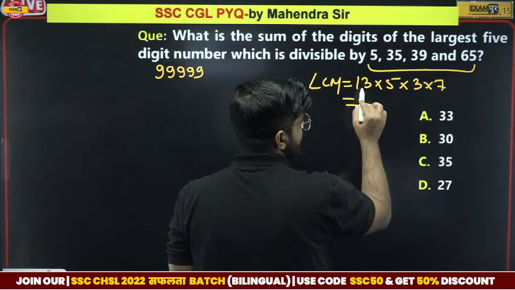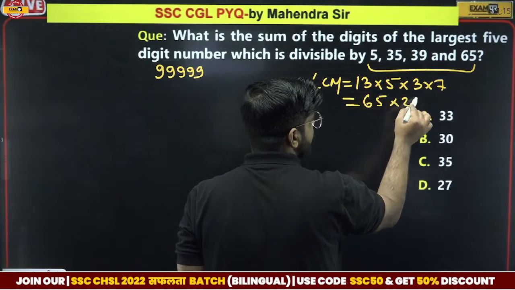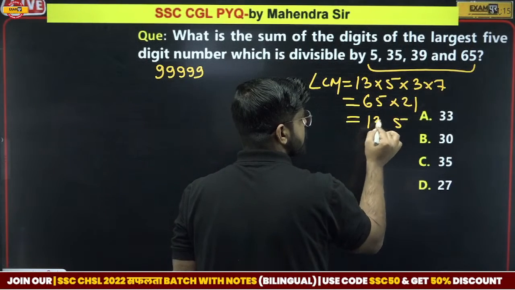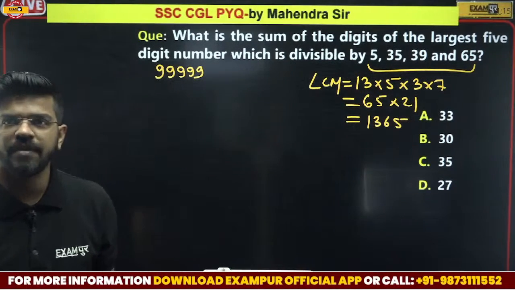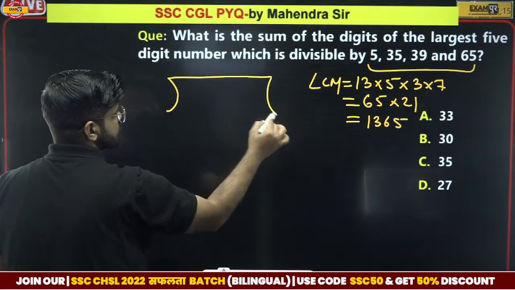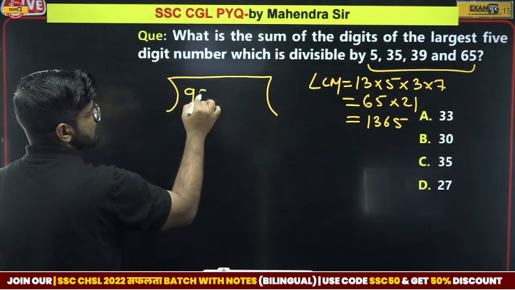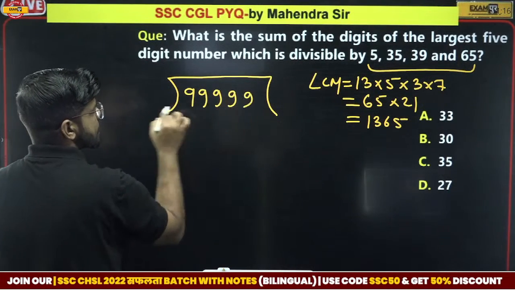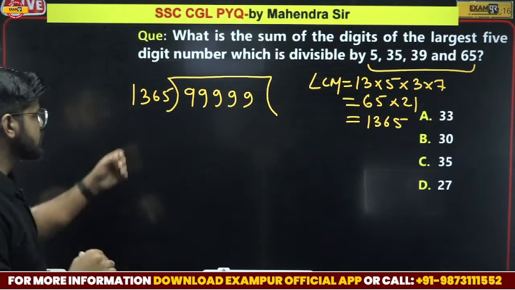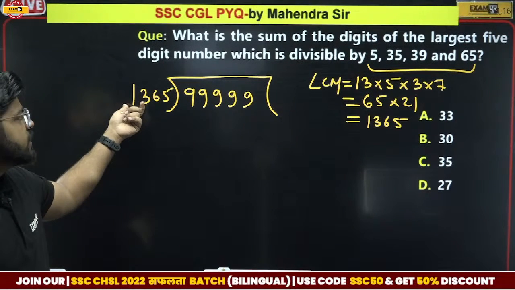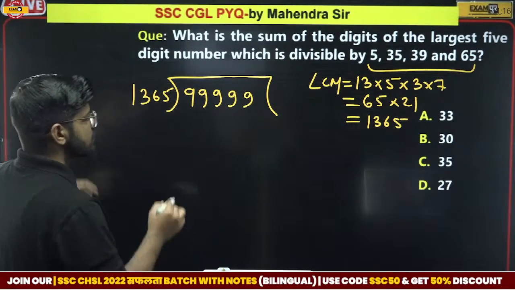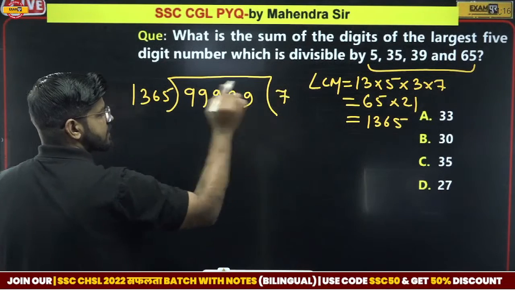Okay. So 13 5s are 65, multiply by 21. 65 1s are 65, 65 2s are 130 and 6, 1365. We will get 1365. Now what we have to do? We have to divide it by 1365. So how many times? This is 13, and we know that 13 7s are 91. So this is around 90s. So we can write it 7 times.